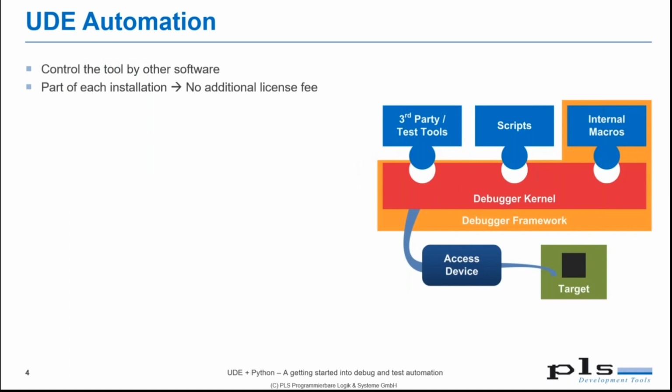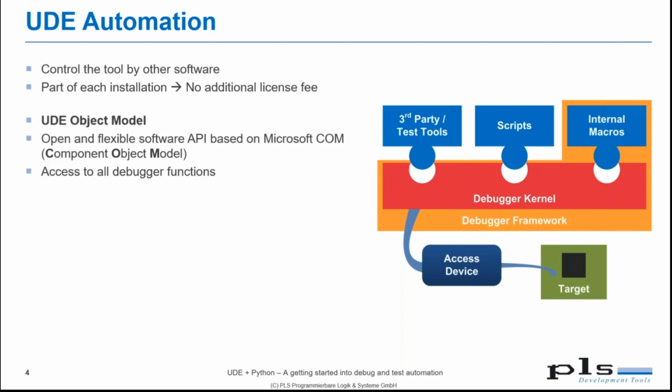In general, the purpose of the UDE scripting support is to automate debugging and testing. That's the reason why we call this UDE automation. The typical way of working is that you can control the debug tool, the UDE, by another software, for example, a script. The UDE automation feature is part of every base license of UDE, and that's the first good news. It comes without additional license fees.